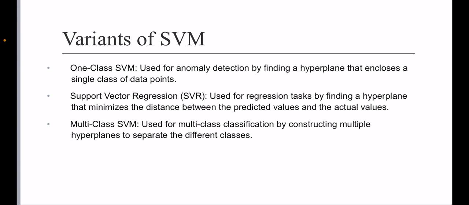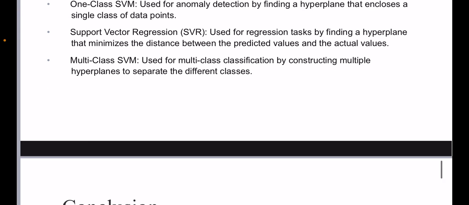Variants of SVM. One-class SVM is used for anomaly detection by finding a hyperplane that encloses a single class of data points. Support vector regression is used for regression tasks by finding a hyperplane that minimizes the distance between the predicted values and the actual values. Multi-class SVM is used for multi-class classification by constructing multiple hyperplanes to separate the classes.